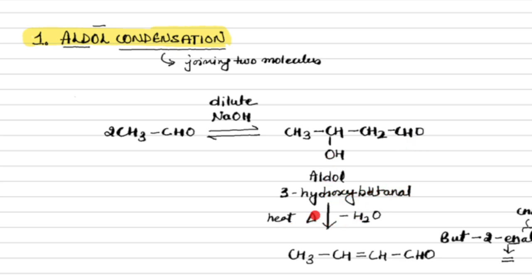Now after that, we remove water by heating it, and we show it by this triangle. And then this OH is gone. One H of this is gone, and one double bond comes in between, because carbon can have 4 bonds only. So it will have 4 bonds here, and we will get but-2-enal. Now let's go to the slow motion.